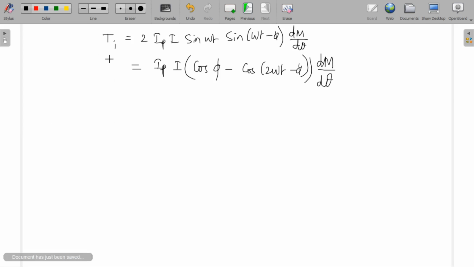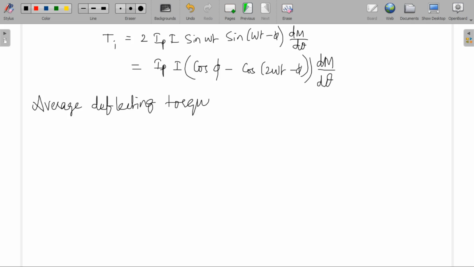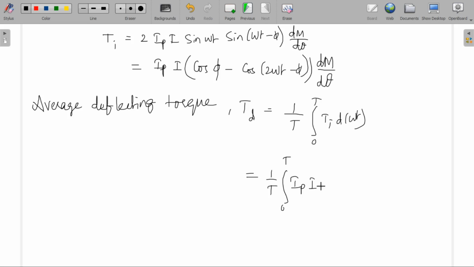We are not interested in instantaneous torque, because the instrument only takes the average deflecting torque. Due to inertia, the instrument responds to average deflecting torque. So let us find the average deflecting torque. TD is equal to 1 by T integration 0 to T of Ti d of omega t, which is equal to 1 by T integration from 0 to T of IPI cos phi minus cos of 2 omega t minus phi, times dm by dt.